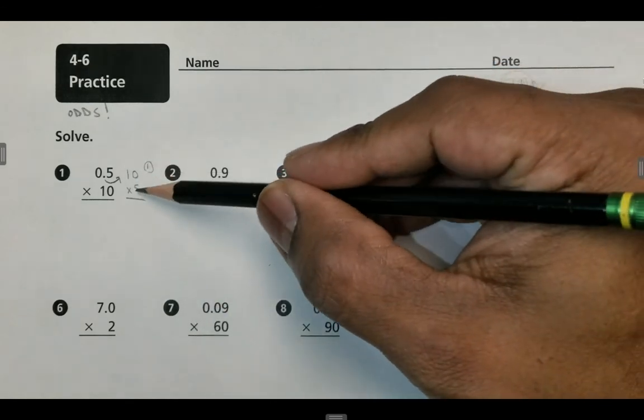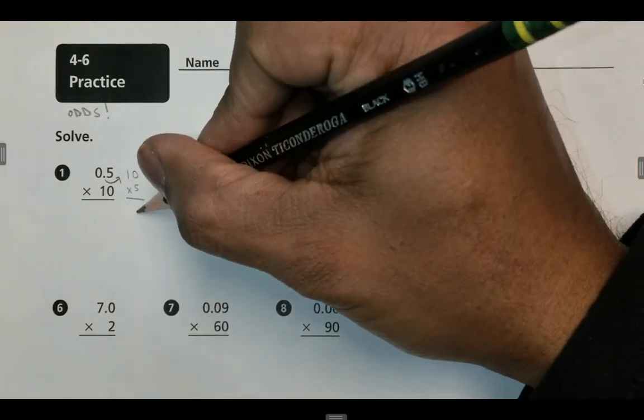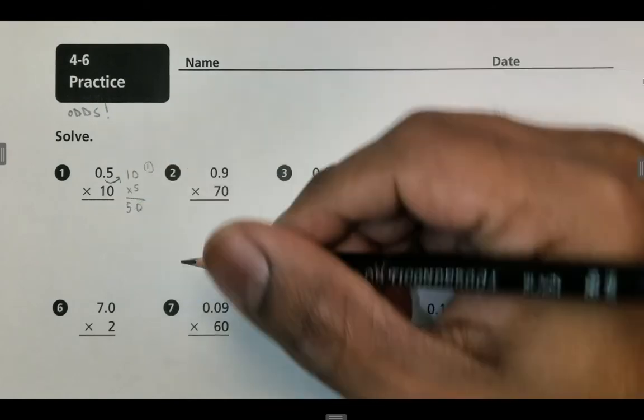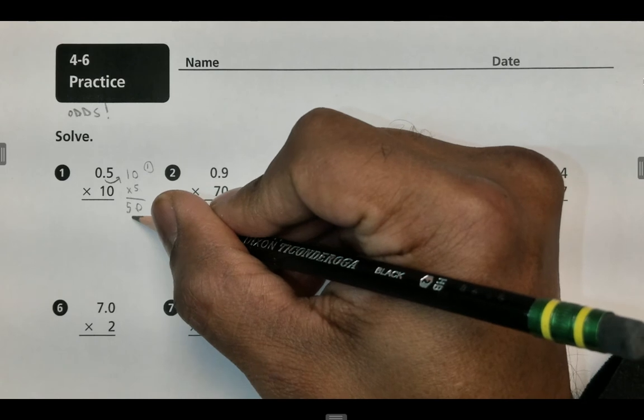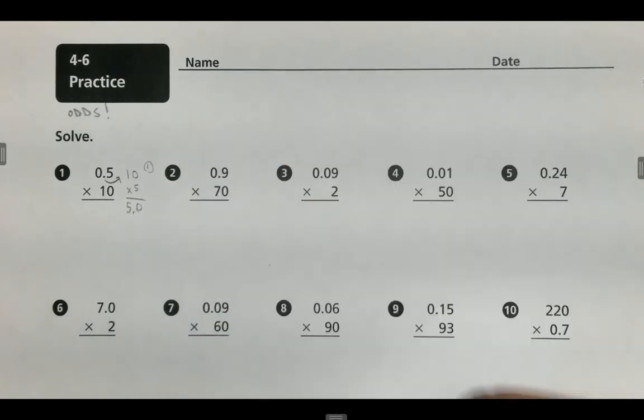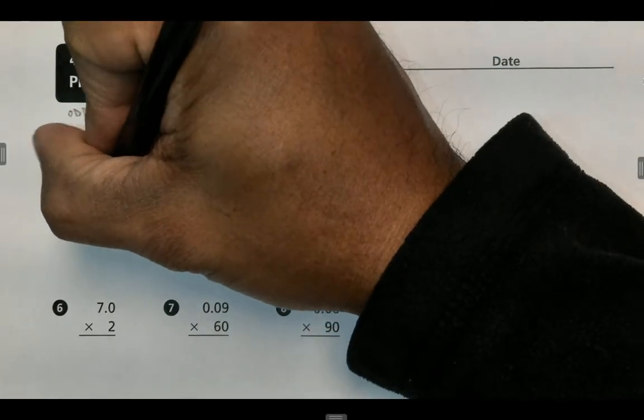So let's do that. 5 times 10, 5 times 0 is 0, 5 times 1 is 5, we get 50. But then imagining a decimal point here, I'm going to come in one place, pew, and insert a decimal point, and I'm going to get 5 and 0/10 or plain old 5.